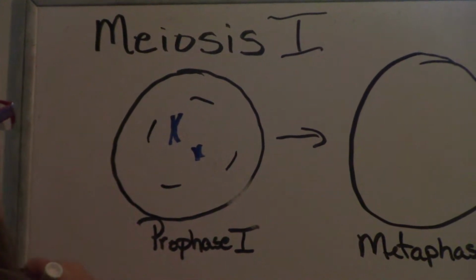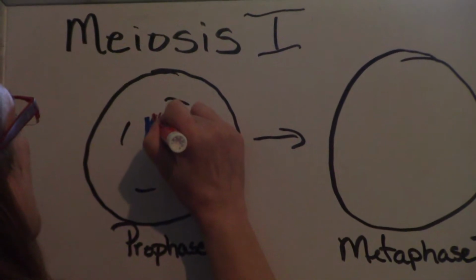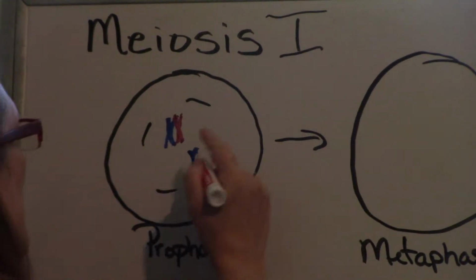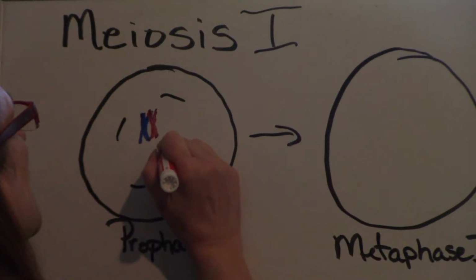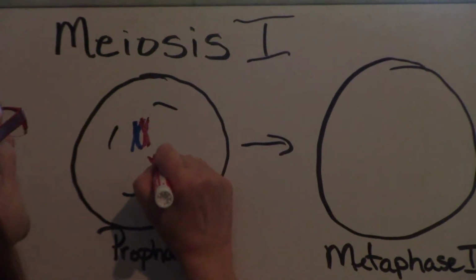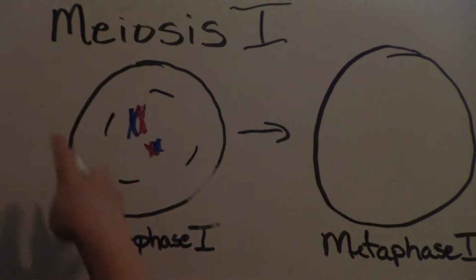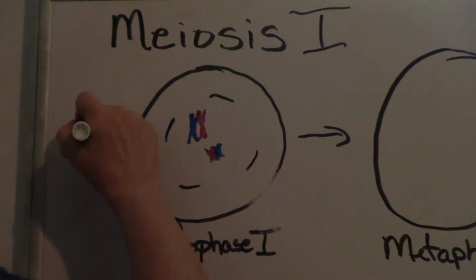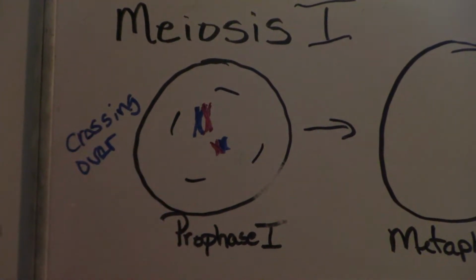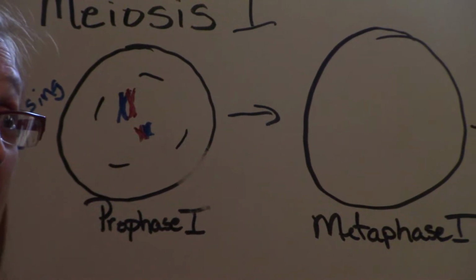And that is, the homologs touch each other and they swap pieces of DNA. Okay? So we call this crossing over. So we have this new thing that happens that does not happen in mitosis. Crossing over. And here's how they line up in metaphase.